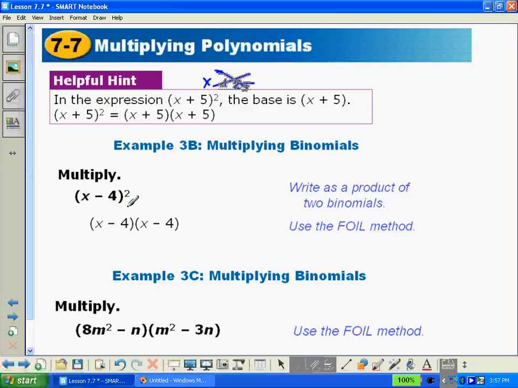If you have the quantity x minus 4 squared, that means x minus 4 times x minus 4. So we're going to FOIL this. First times first, outside times outside, inside times inside, last times last. X times x is x squared. X times negative 4 is negative 4x. Negative 4 times x is negative 4x. And negative 4 times negative 4 is positive 16. When you combine the like terms, negative 4x and negative 4x, you get negative 8x. So the final answer is x squared minus 8x plus 16.